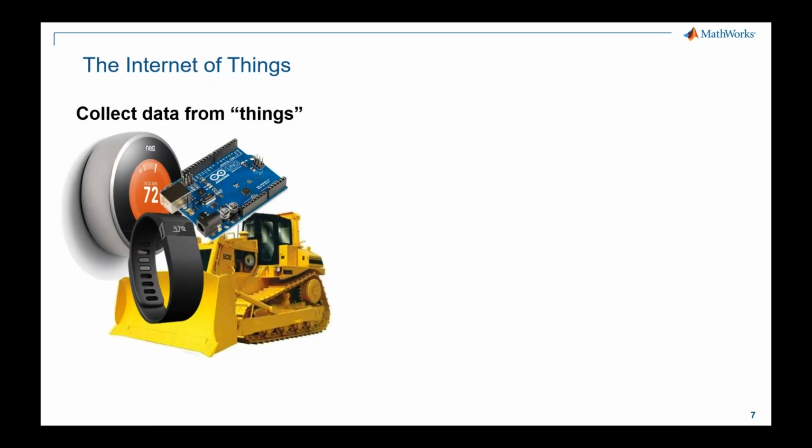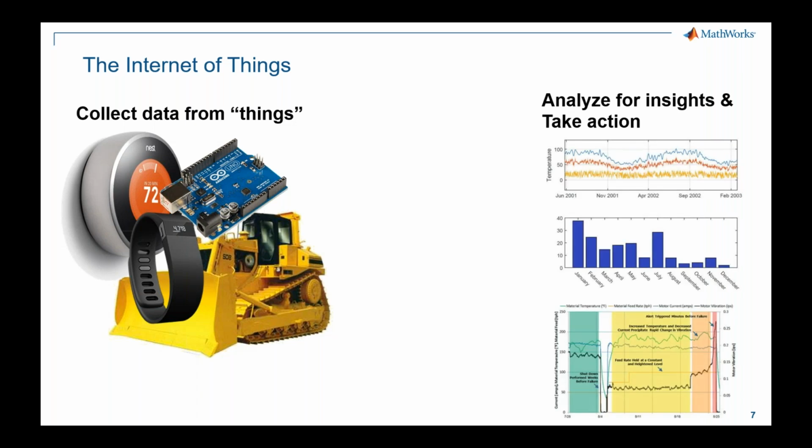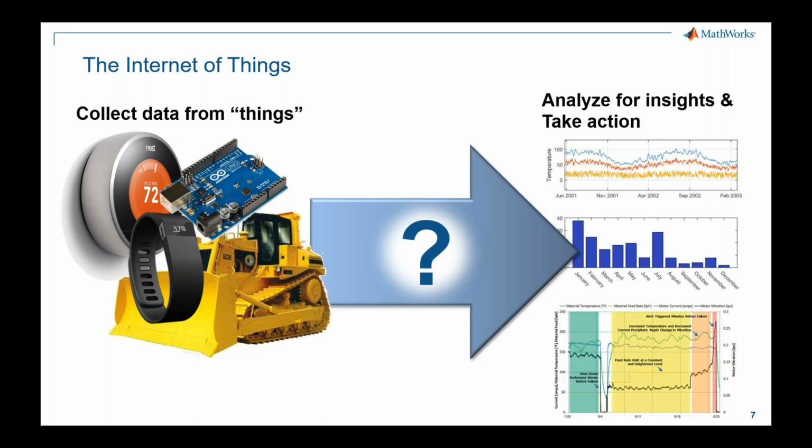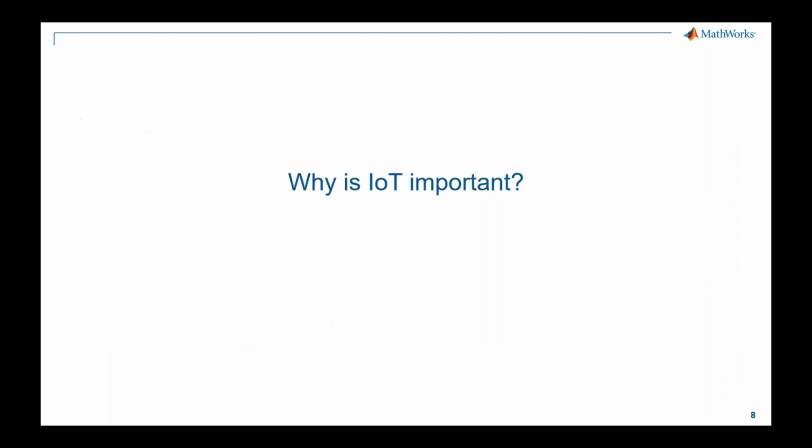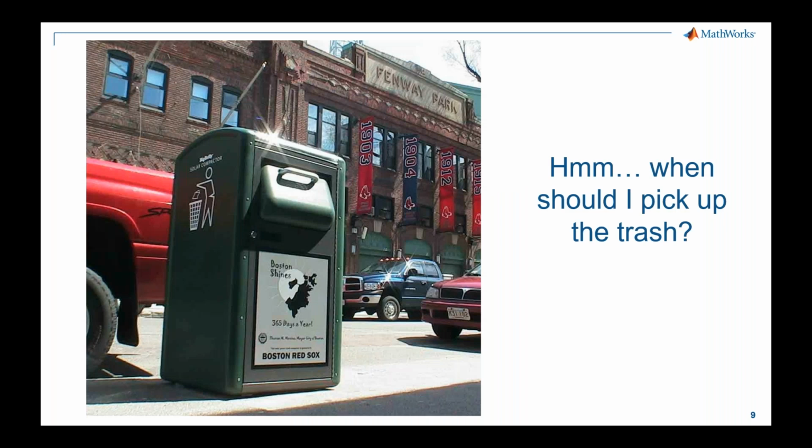Collectively, basically, our things are transmitting data, and we need to analyze that data to find out what insights we can gain from them so as to take an action. And how can this be done? And this is why IoT is important. So let's see what kind of applications IoT can deliver.